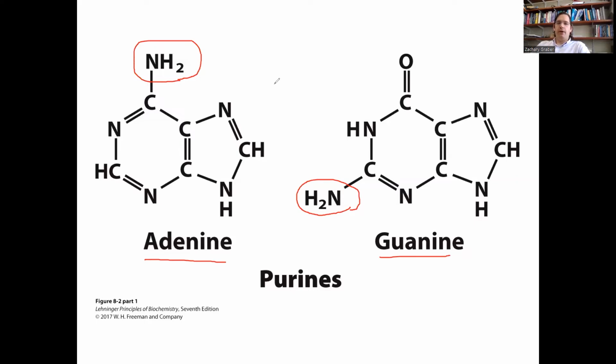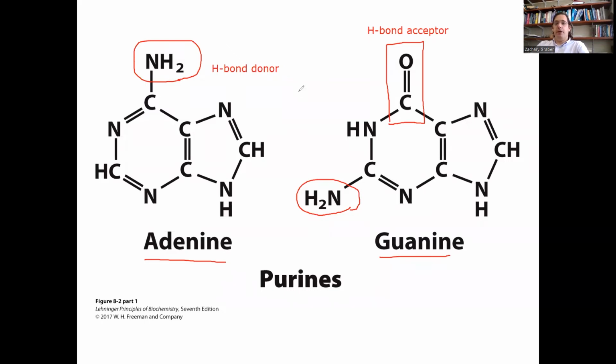Our guanine also has a great hydrogen bond acceptor added in the form of our carbonyl. So I'm going to draw a square around this hydrogen bond acceptor. So we have our acceptor here for guanine, and we have these hydrogen bond donors on both adenine and guanine from our amine groups.